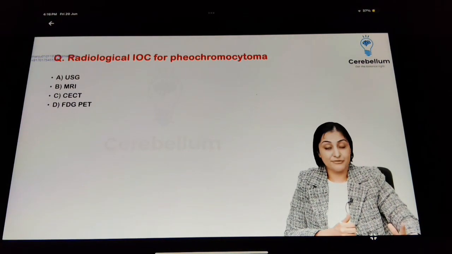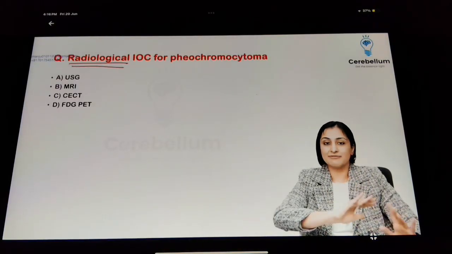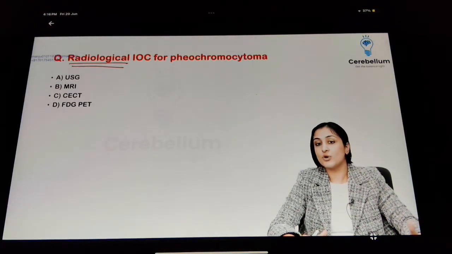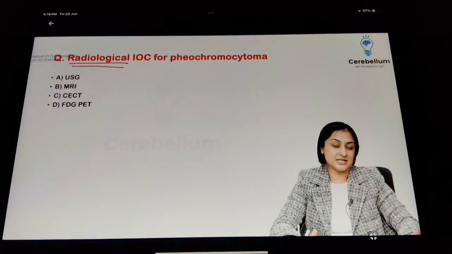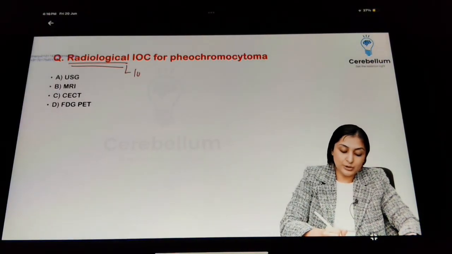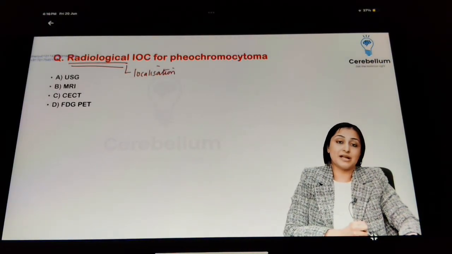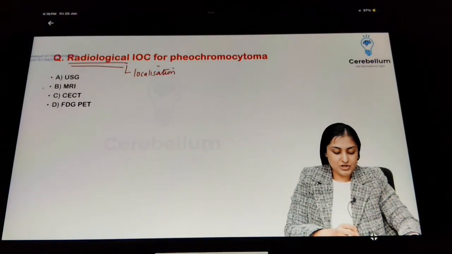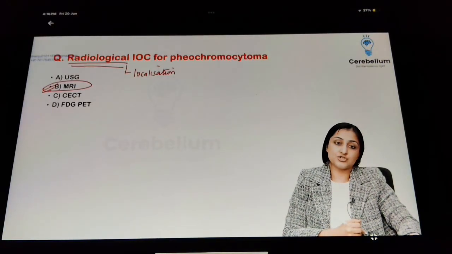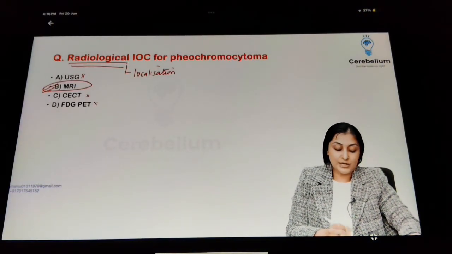Radiological investigation of choice for pheochromocytoma. So this word is very important. Remember, we have studied this in BTR as well, that investigation of choice for anything endocrine is usually going to be a biochemical test. It's not going to be radiology. Radiology mainly helps in localization, not the diagnosis per se. Same applies to pheo. For localization, the best investigation is MRI, right? So MRI is the radiological investigation of choice, not ultrasound or CT or FDG PET.